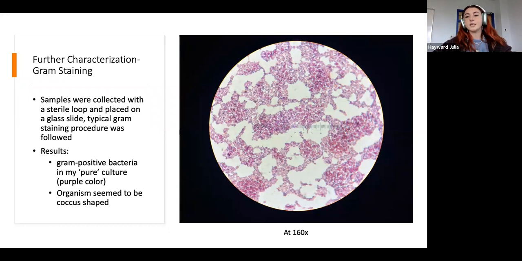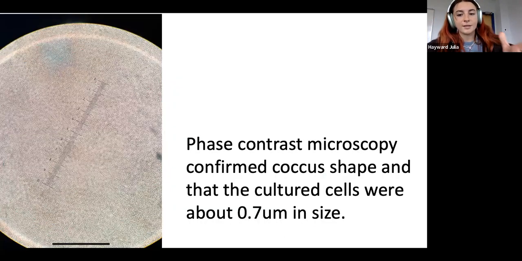All right, so for the characterization, this is the gram stain that was produced using the most pure culture that I made. Samples were collected with a sterile loop and placed on a glass slide. Typical gram staining procedure was followed. As you can see by the picture, I have gram-positive bacterial cells by the purple color. And if you look a little bit closely, they look like a bunch of little grapes, circular grapes. So that is the coccus shape that we would see in a Staphylococci sample. Phase contrast microscopy sort of confirmed this for me.